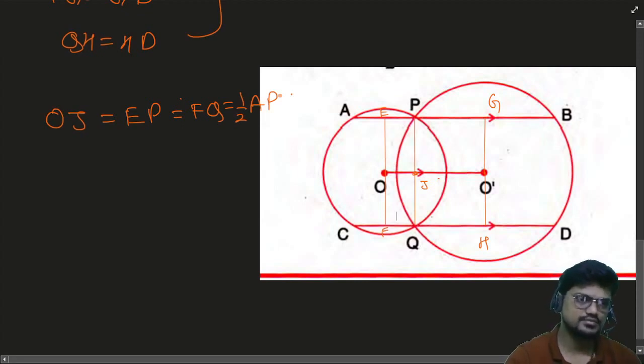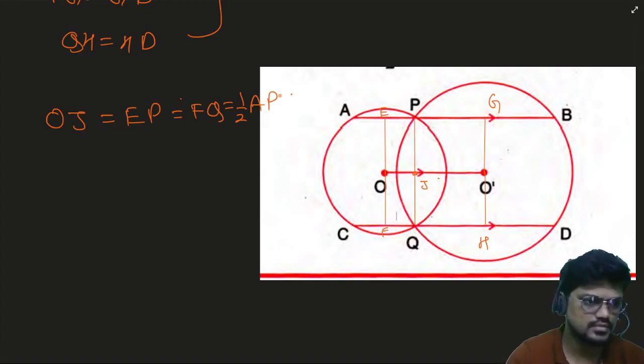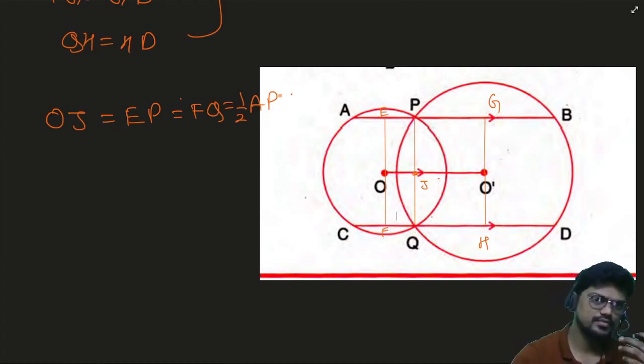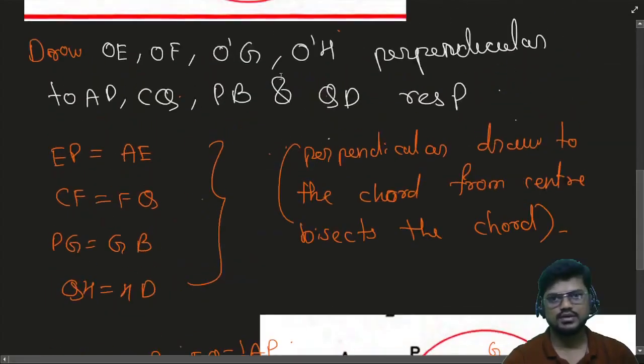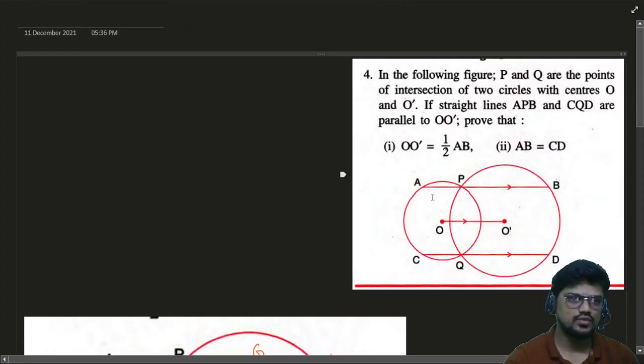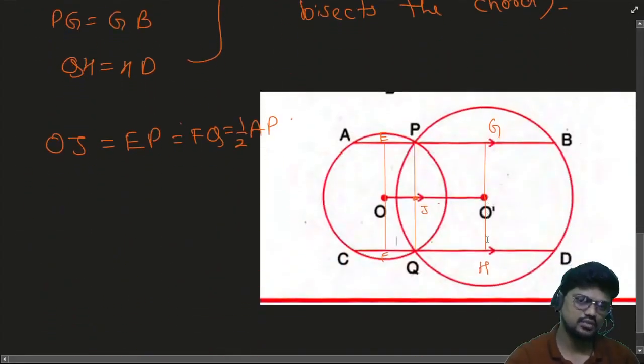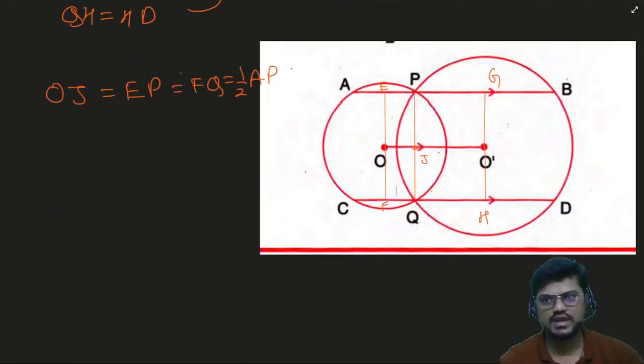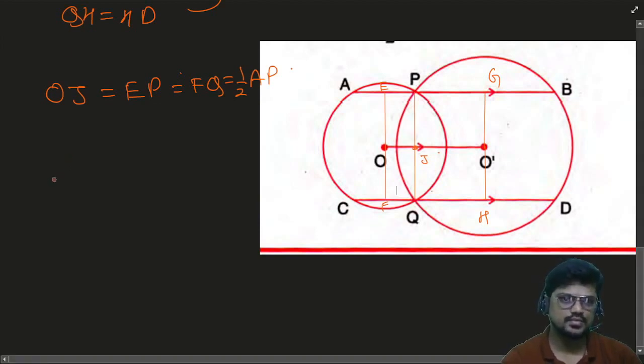Yes or no? Are you getting it? Okay, sir. Yes, all are sir. OJ equals half of AP. What do you need to prove? OO dash equals half of AB. We can prove it. Also, I can say that PG is equal to JO dash, is equal to QH, is equal to half of PB.